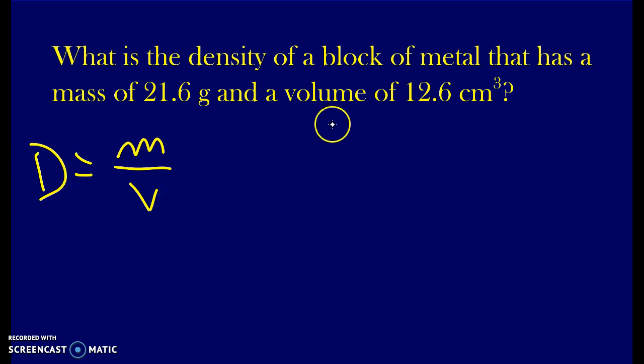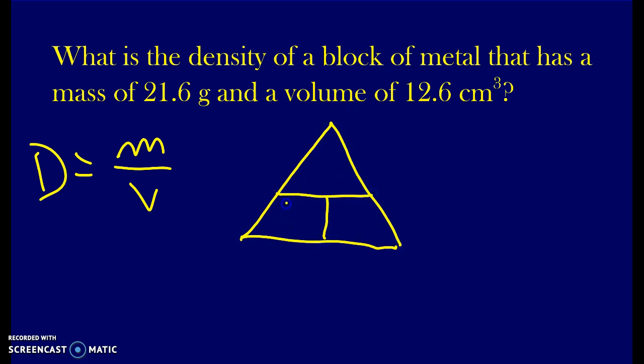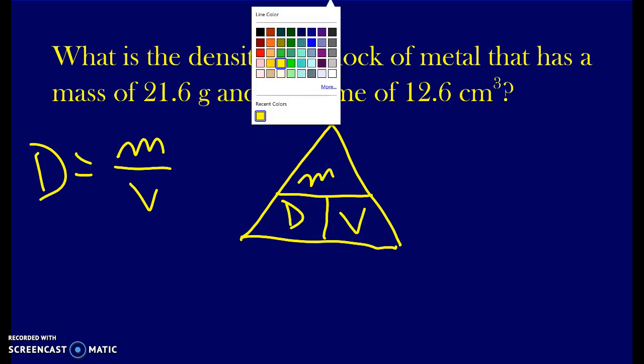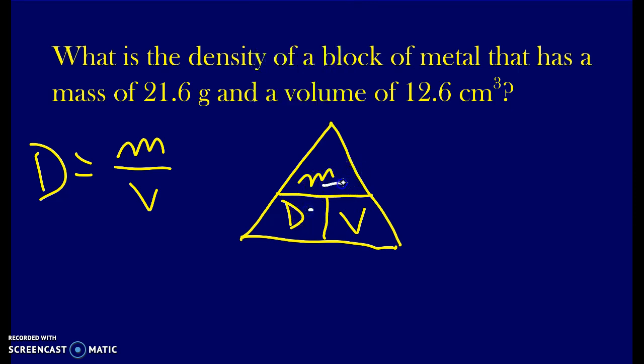Now, this is pretty cool. Watch what I do. I'm going to make this triangle. I'm going to put the D down here, the M here, and the V here. Now, let me show you how that works. Density is equal to mass divided by the volume, right? We know that. Density equals mass over volume.